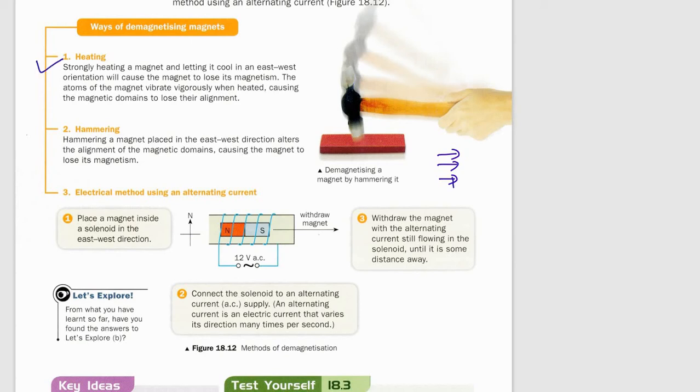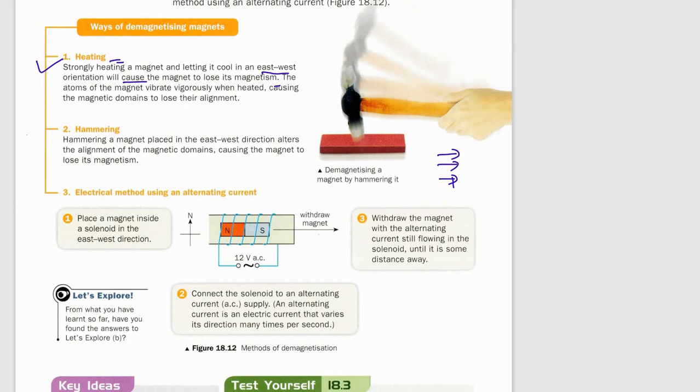The first process is called heating. If you heat it multiple times, it is going to break the chain of polarity of all the domains. You have to heat the magnet strongly and let it cool in the east-west direction. Always remember, whenever you are doing this process, you should not organize them in the north-south direction, where they will be organized again by themselves. So you have to keep this orientation. This will cause the magnet to lose its magnetism. The atoms of the magnet vibrate vigorously when heated.